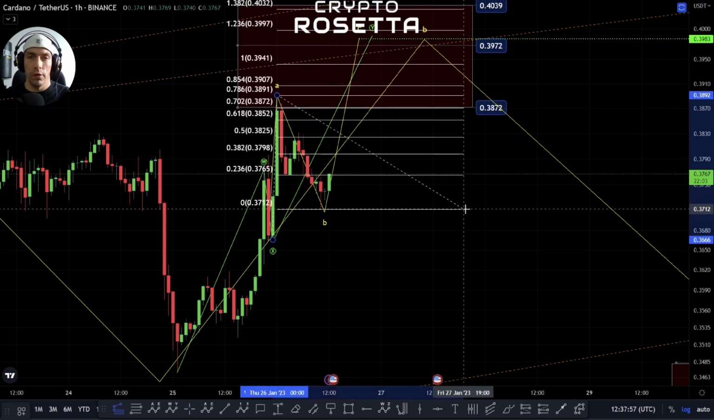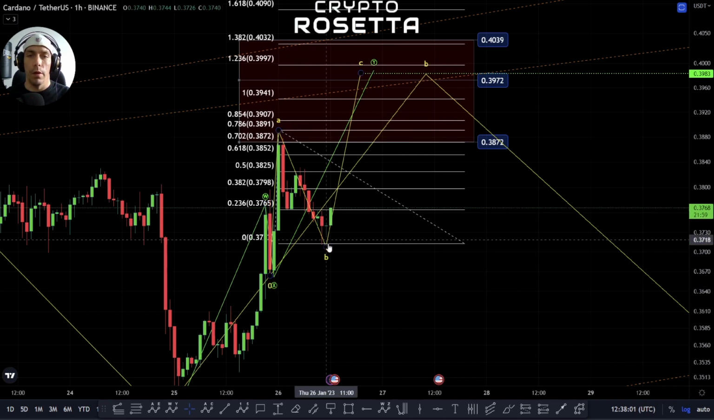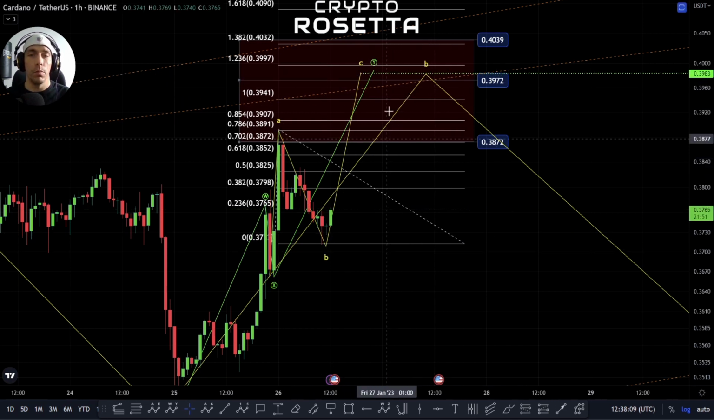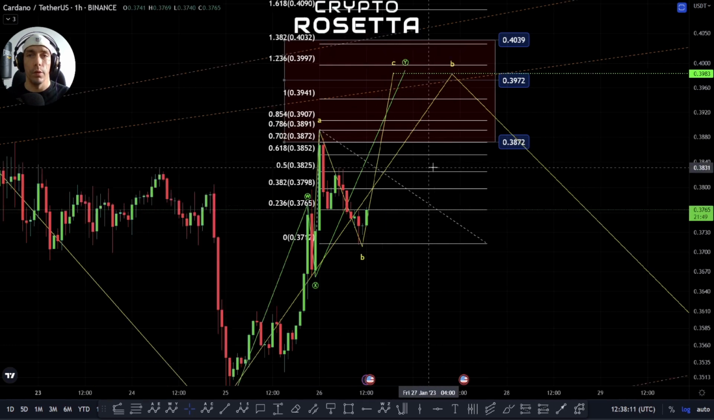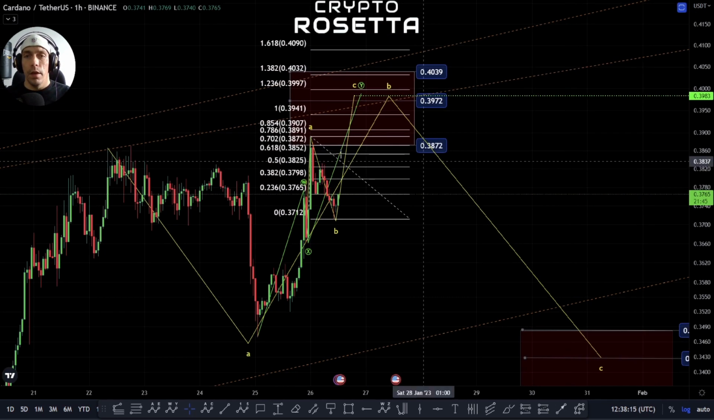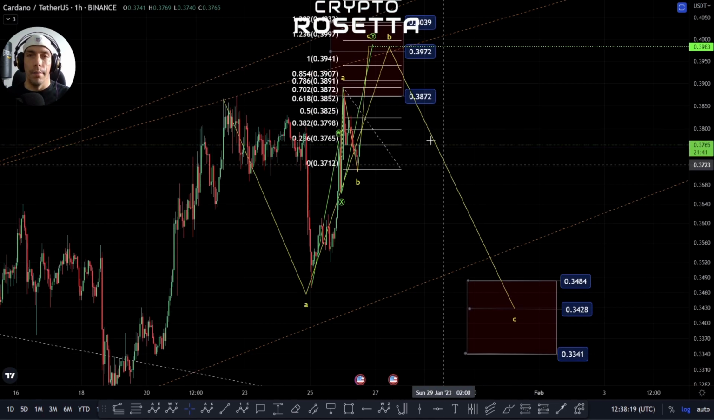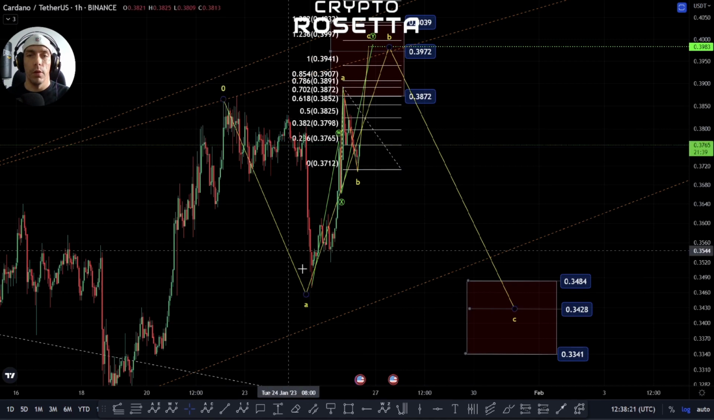Obviously, this can change as the move develops, but the 1-to-1 of this A wave would actually only bring us up to this 39.41. So this gives us a little bit of a zone that we could potentially target out. So we're going to go over what we need to be careful of if we're looking at this as a corrective structure. But basically, if we face rejection in this zone and we start to move down again, it's possible that we could have a flat correction.